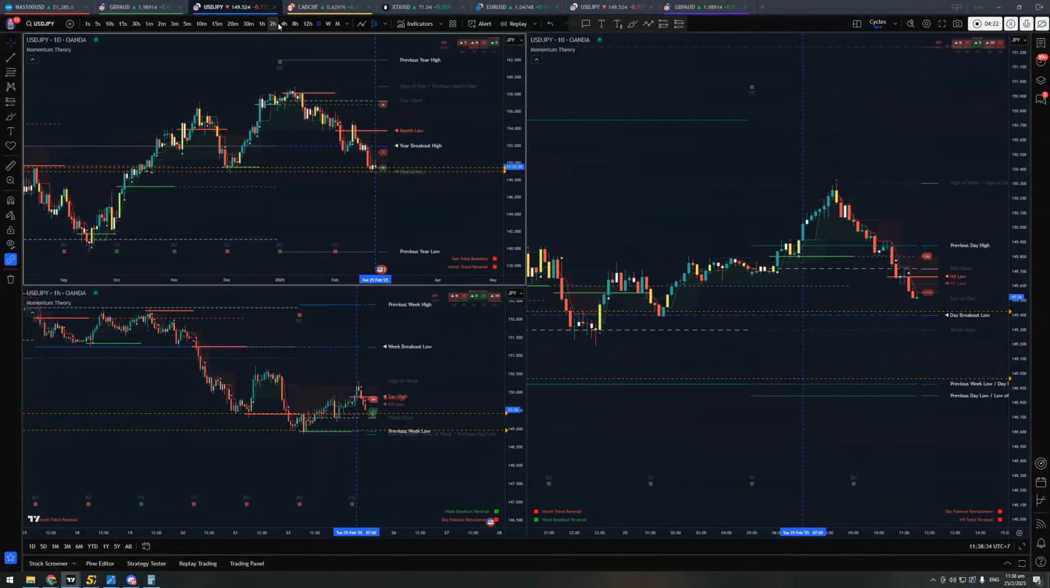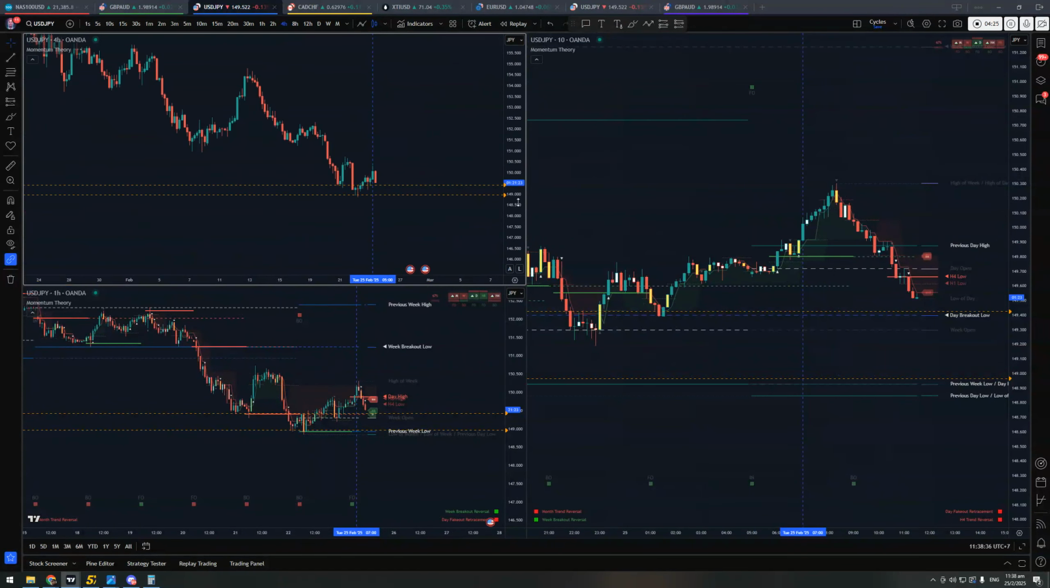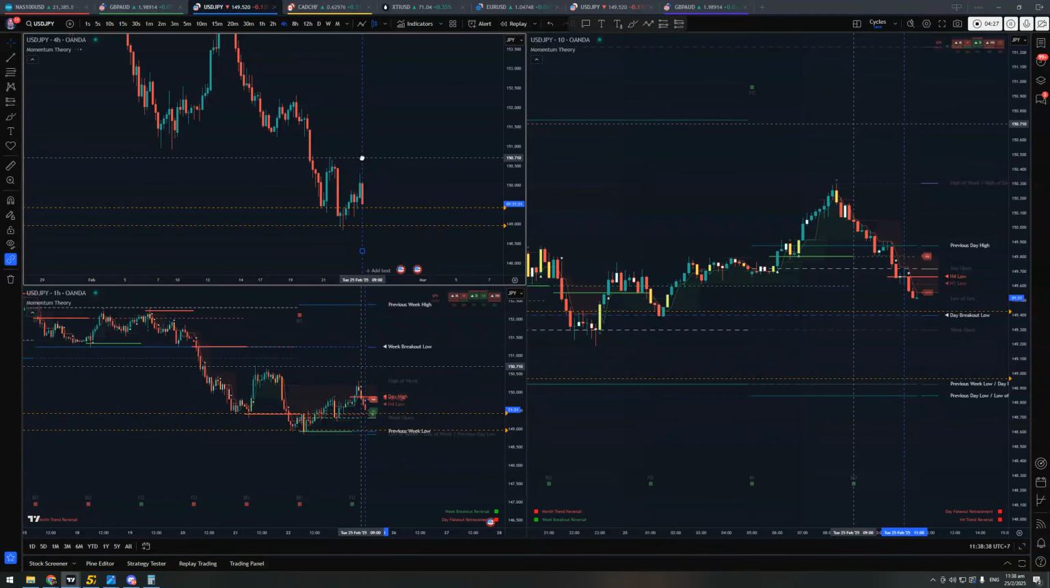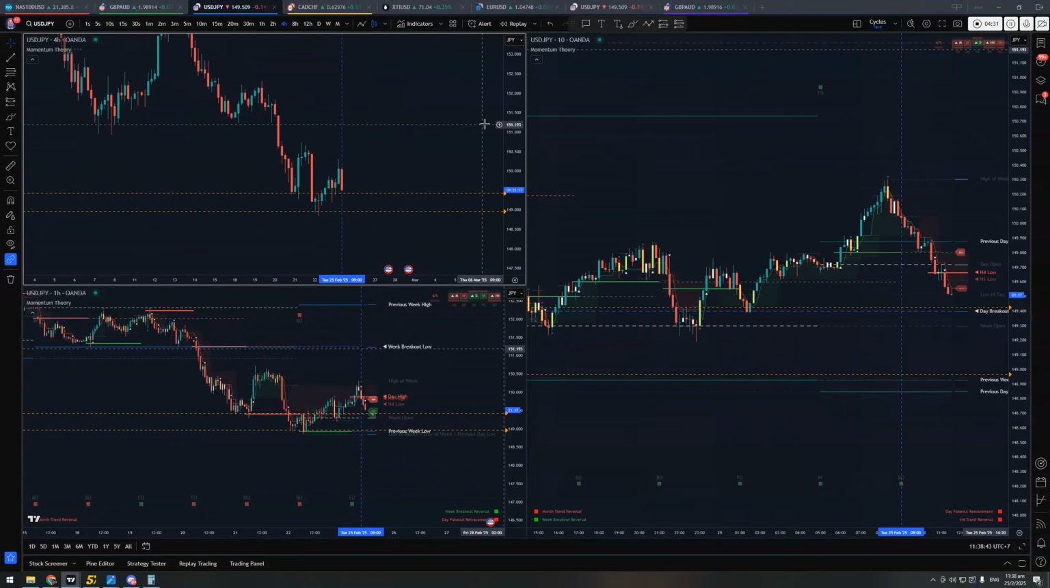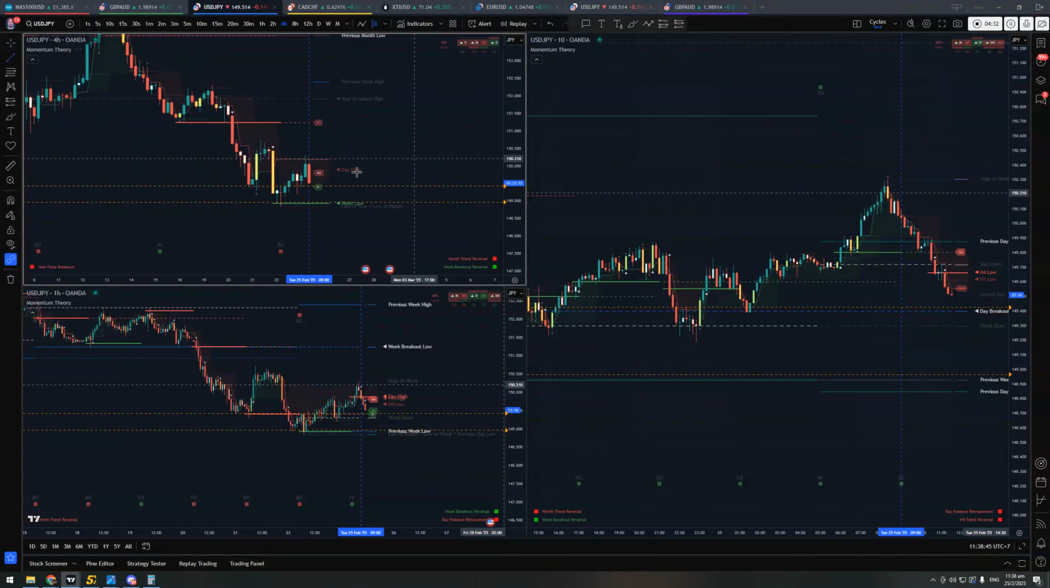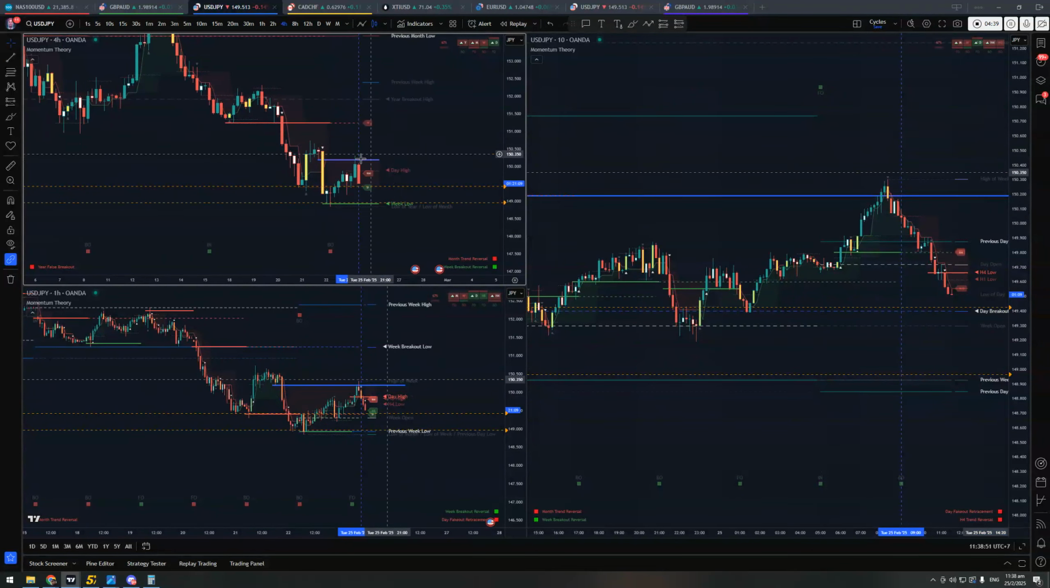I wait for the next H4 to open, which is at 9 a.m. over here. So I waited for that. I saw on the H4 chart that here's the last bearish breakout bar. Price did not break that level. So we're still bearish on the H4.